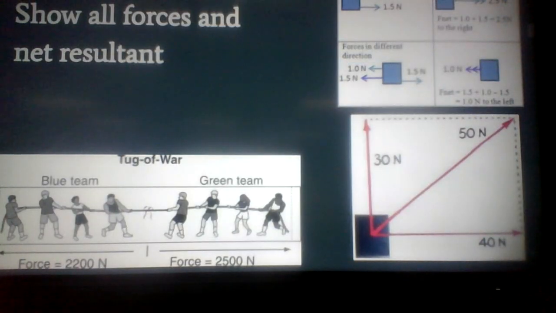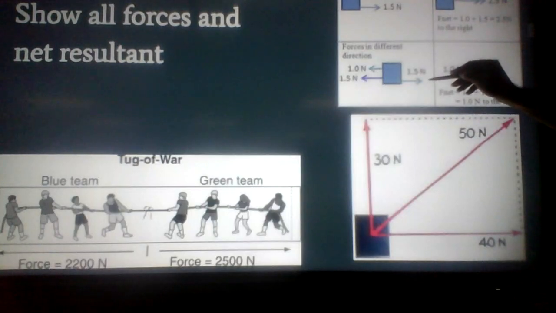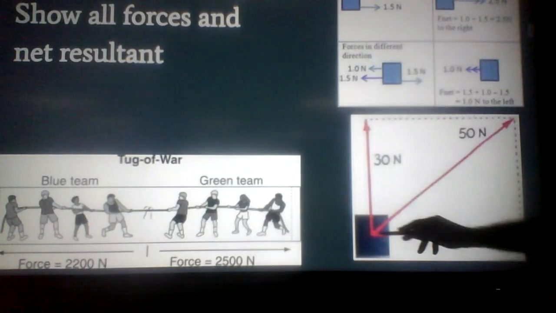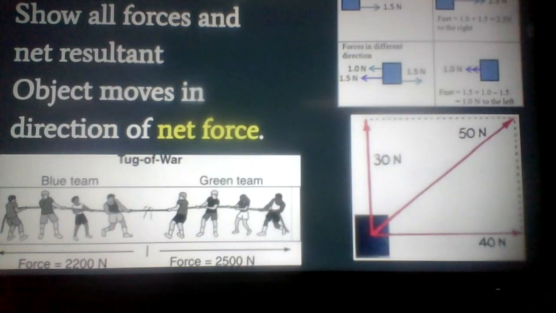Okay, now the notes. Force vector diagrams show all the forces and give us the net resultant. In each of these examples, we got the net resultant, 2.5 newtons here, 1 plus 1.5, 1 newton to the left here, because 2.5 total left, 1.5 to the right, and you saw the math, and then the Pythagorean theorem gave us 50 newtons to the northeast, 30 north, 40 east, 50 northeast. The object will end up moving in the direction of the net force, the result after we add everything together.